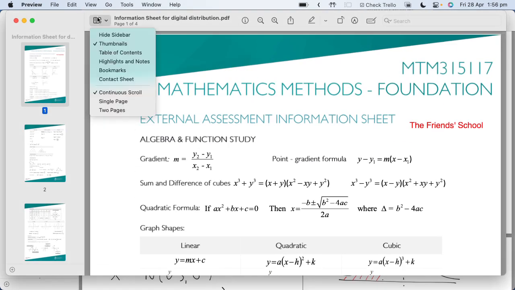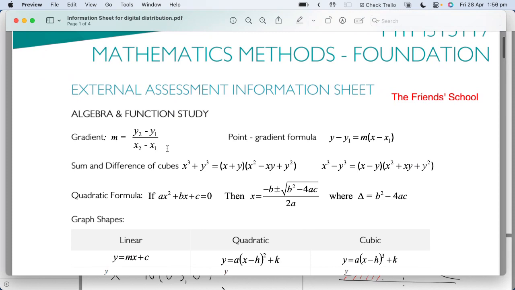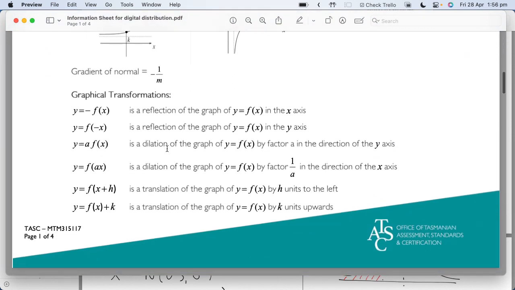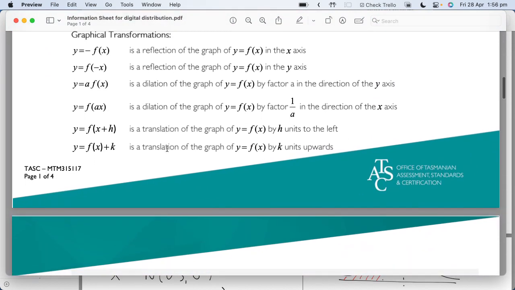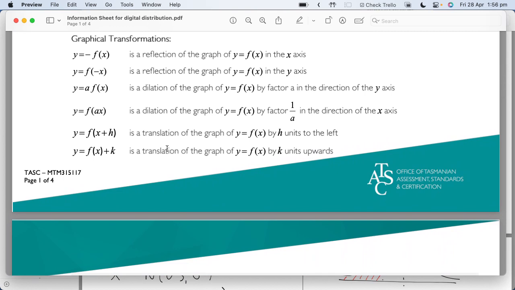Okay, this is just to remind you that your information sheet lists the transformations here. You have your information sheet for tests, for exams. This is your friend. Because this is just a reminder, I'm just going to talk to it, but you can stop me if you're not too sure.